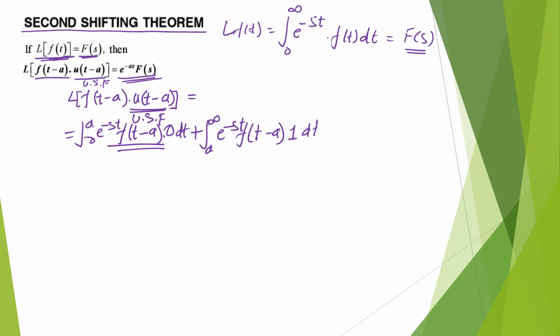By using the second integration we get integration a to infinity e to the power minus st, f of (t minus a) dt. Let us assume t minus a is equal to u. Now we are changing the integration from dt to du. So dt is equal to du.